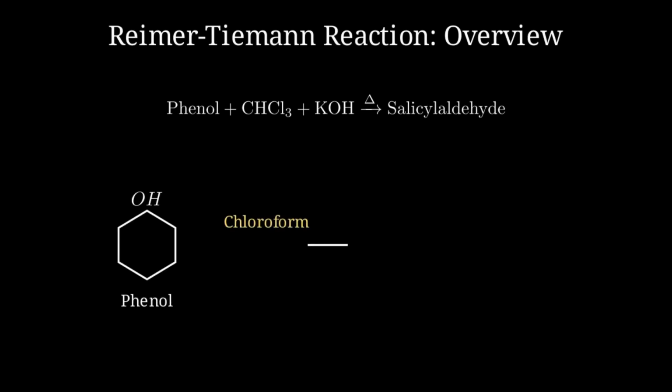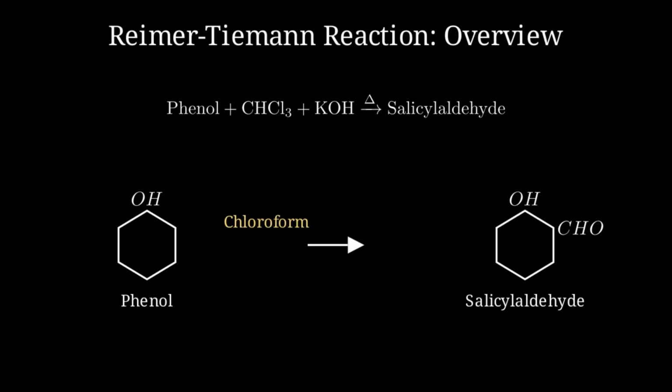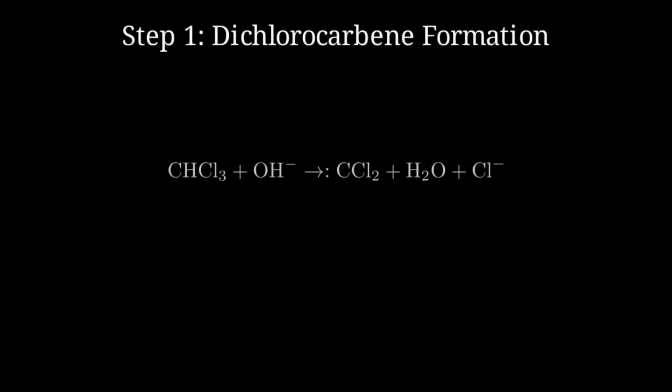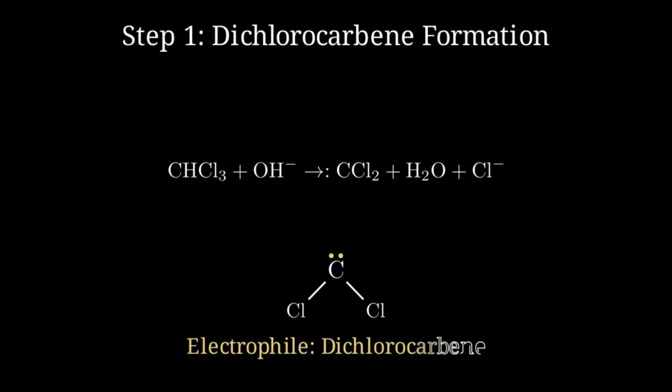It involves treating phenol with chloroform in the presence of a strong base like potassium hydroxide, resulting in the introduction of an aldehyde group. The reaction begins with the base deprotonating chloroform to generate a highly reactive, neutral species called dichlorocarbene. This electron-deficient carbene acts as the electrophile that attacks the electron-rich phenoxide ring.